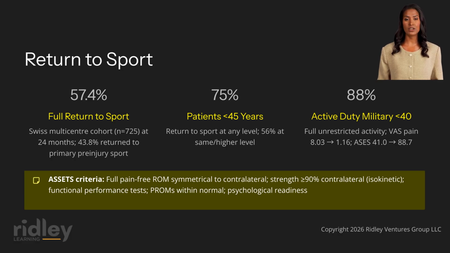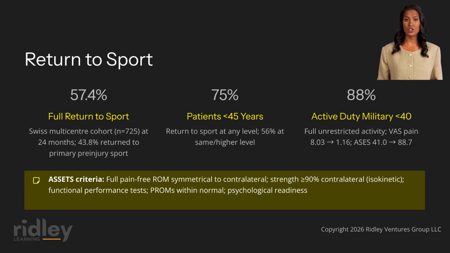A Swiss multicenter cohort study of 725 patients found that 57.4% achieved full return to sport at 24 months and 43.8% returned to their primary pre-injury sport. Favorable prognostic factors for full return to sport included traumatic injury etiology, which modestly but reliably increased the likelihood of full return, a finding that was statistically significant and consistently supported across the evidence.